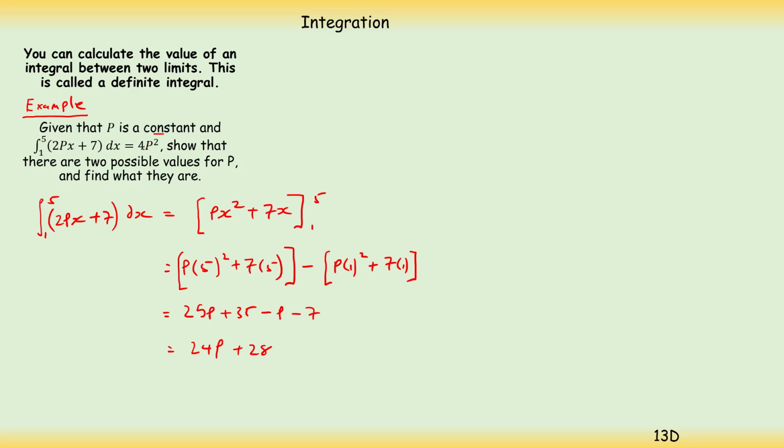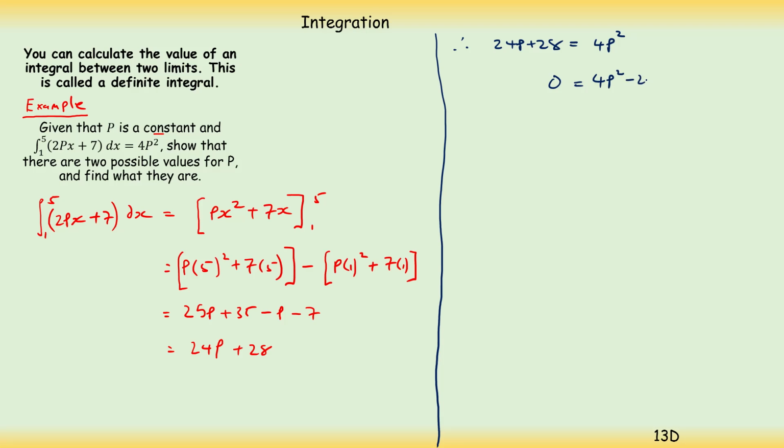Now we've got to equate that to 4p squared. So I'm just going to change color and work on the second half of the screen. Therefore, 24p plus 28 is equal to 4p squared. So I'm going to move all the terms to the right hand side. 0 is equal to 4p squared minus 24p minus 28.